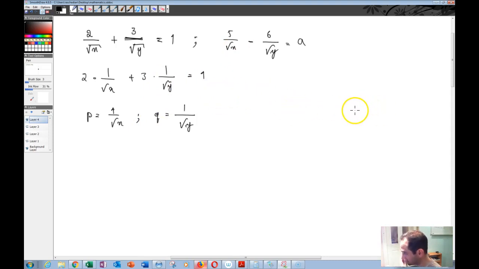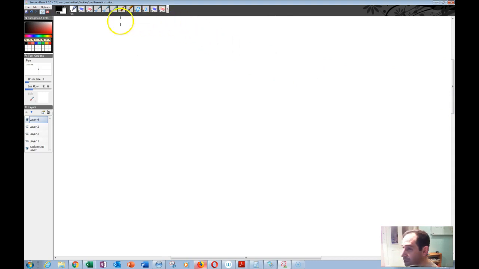But there are situations where this kind of thing is simply not possible, because for example, let's say you have 10 over x plus y plus 2 over x minus y, and that's equal to 4, for example, and then you have 15 over x plus y minus 5 over x minus y, which is equal to negative 2.